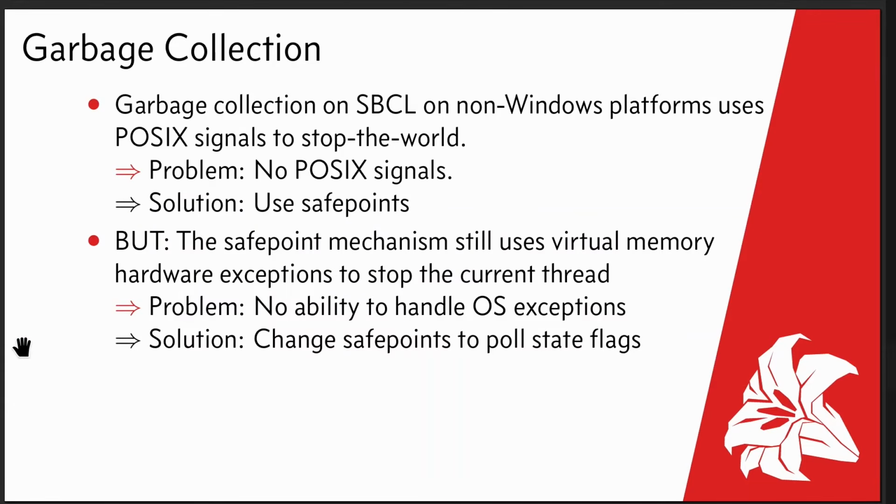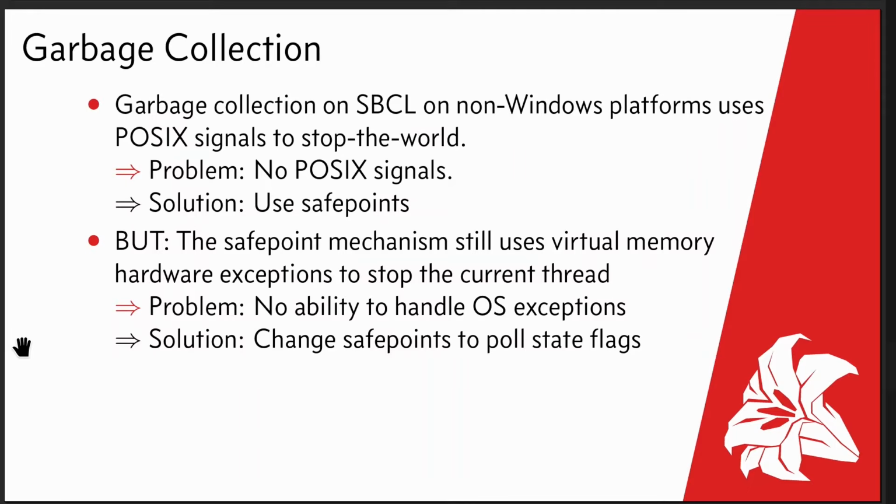Okay, so that took some work, but now we have problems with the garbage collector, because garbage collection in SBCL as it is requires a lot of support from the operating system. So we said, okay, even Windows doesn't have support for inter-thread signals, and we need to use safepoints. Great, we just used the support already available for Windows to do safepoints to avoid inter-thread signals, which the operating system on the Switch doesn't support. But there's another problem: even the safepoint mechanism that exists for Windows relies on hardware exceptions.